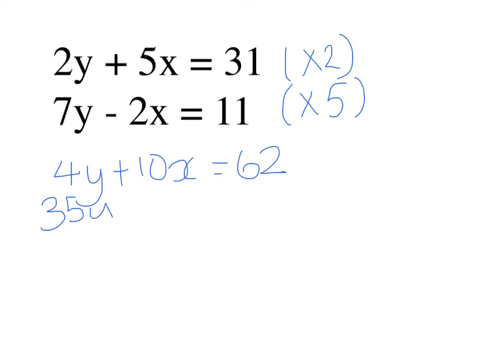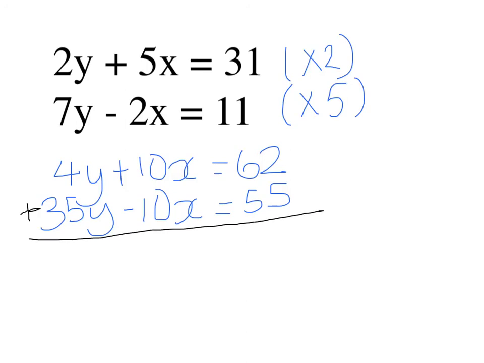and 35y minus 10x equals 55. Remember, the signs are different, so I'm going to add the two equations together to eliminate the variable I don't want. 4y plus 35y, so 39y equals 117, which means that y equals 3.